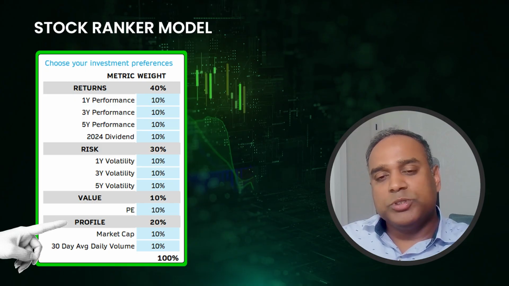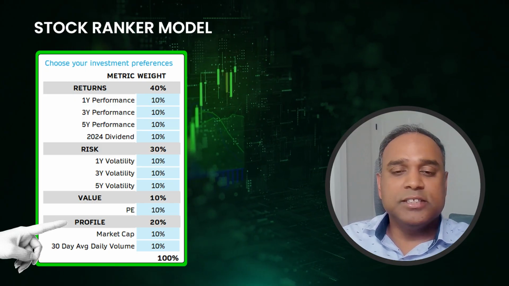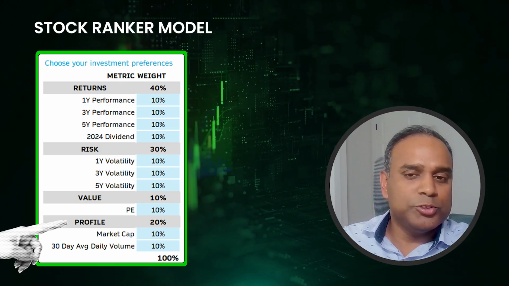So another investor who's a conservative investor might say, risk is all I care about. Everything should be about risk mitigation. Then you can enter your inputs accordingly. And the spreadsheet will actually do all the calculations and bring back the top stocks that are meeting your preferences in terms of importance of the metrics. Okay, so now let me show you what the results are.